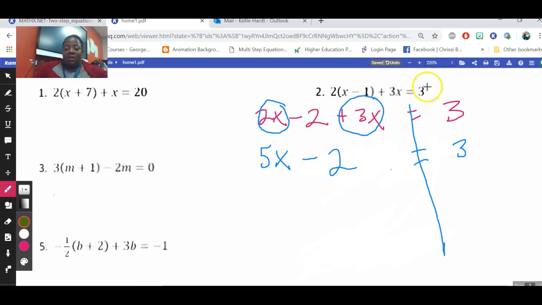So now I have a regular 2-step equation left, and so I have a plus 2 here and a plus 2 here.